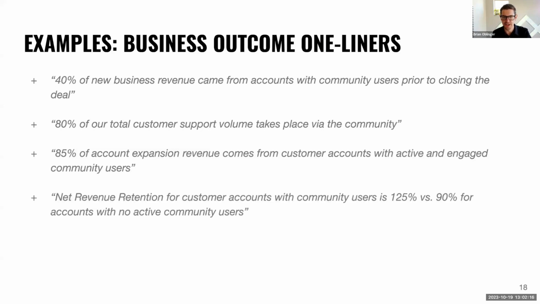Net revenue retention, right? Comes from customer accounts with community users is 125 versus 90%. And what's really interesting about that one is 90% is less than 100, which means basically the customer accounts that have no community users, you are lighting money on fire, right? You have 90%, whereas 125, we're not only keeping the ones we have, we're upselling them to even more revenue, right?